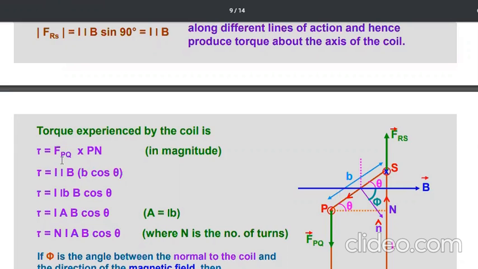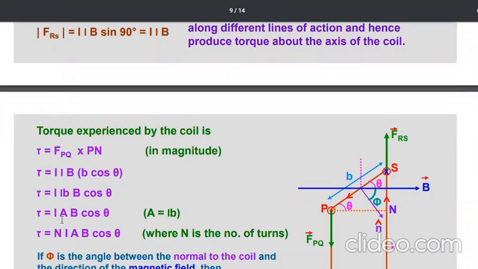And F_PQ equals ILB. So ILB into b cos theta, that is ILb b cos theta. Here L into b, that is length into width, equals area, that is the area of this loop, the area of this coil.